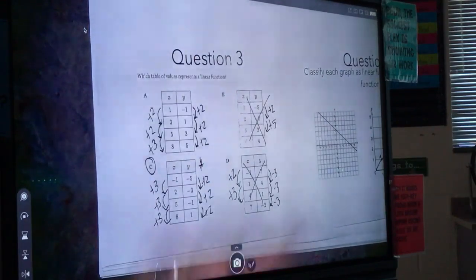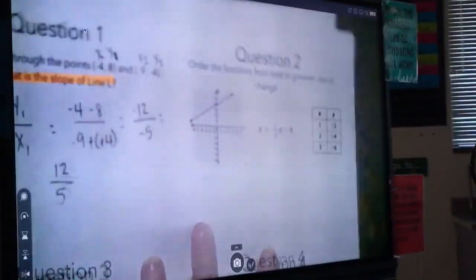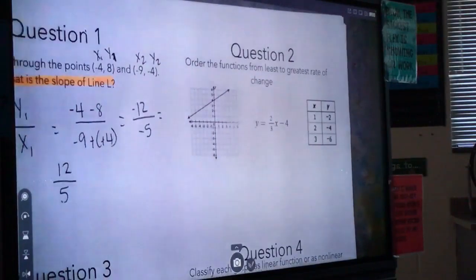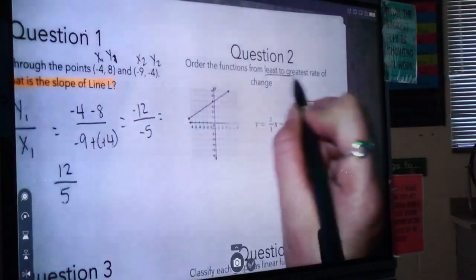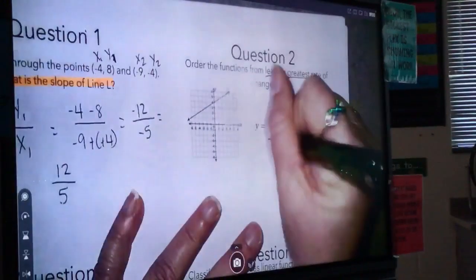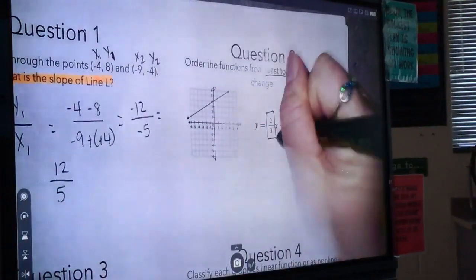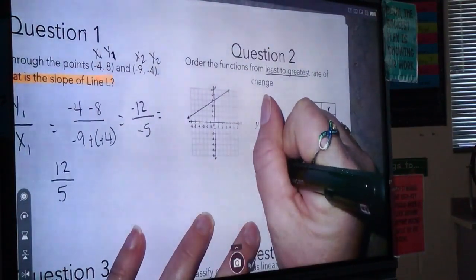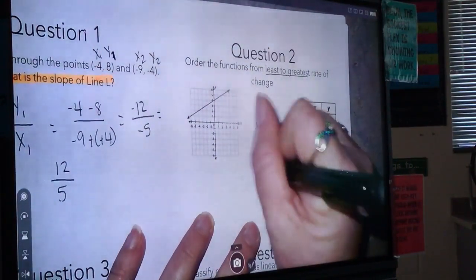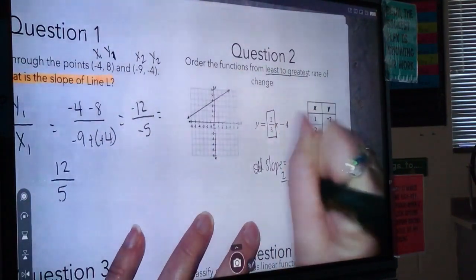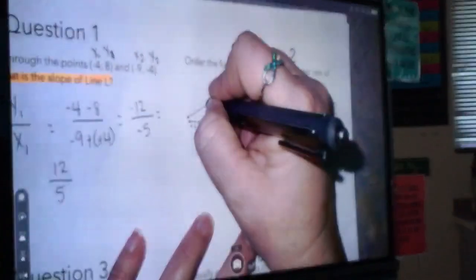Number 2? All right, so you are going to have a question where you have to put your different representations in order from least to greatest. Make sure you put them in order from least to greatest. So you have to find the slope of each one. This one's easy. What's my slope here? 2/3. I just totally had a brain fart. Slope equals 2/3.